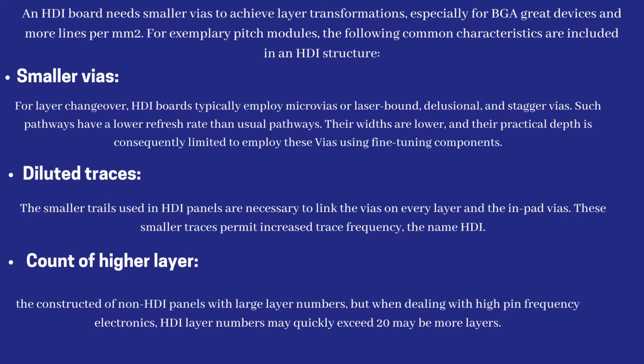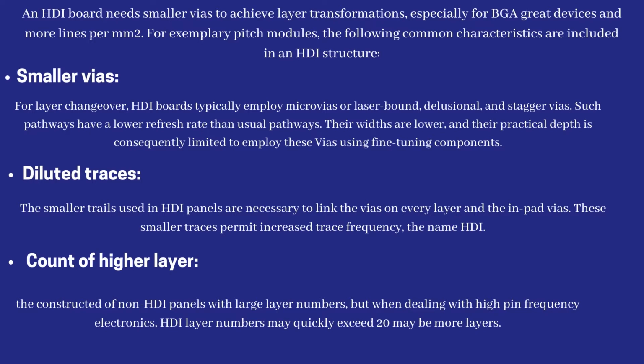For fine pitch modules, the following common characteristics are included in an HDI structure. Smaller vias: for layer changeover, HDI boards typically employ microvias or laser-drilled, buried, and staggered vias. Such pathways have a lower aspect ratio than usual pathways. Their widths are lower, and their practical depth is consequently limited, to employ these vias using fine-pitch components. Thinner traces: the smaller traces used in HDI panels are necessary to link the vias on every layer and the in-pad vias. These smaller traces permit increased trace density, hence the name HDI.